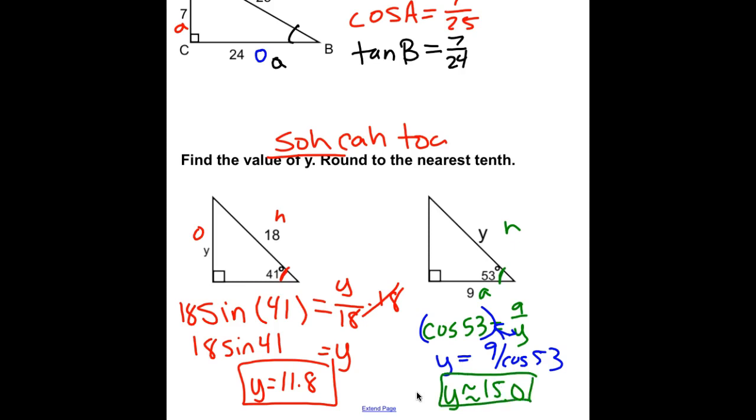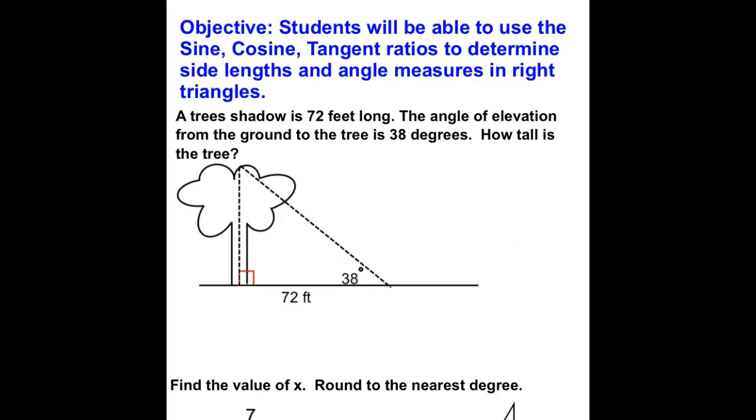Okay. So after we started to introduce sine, cosine, and tangent, we started to do application problems with them, like this one. So students will be able to use sine, cosine, tangent ratios to determine side lengths and angle measures in right triangles. So we had a whole worksheet of word problems, and this one talks about a tree. So the tree's shadow is 72 feet long.